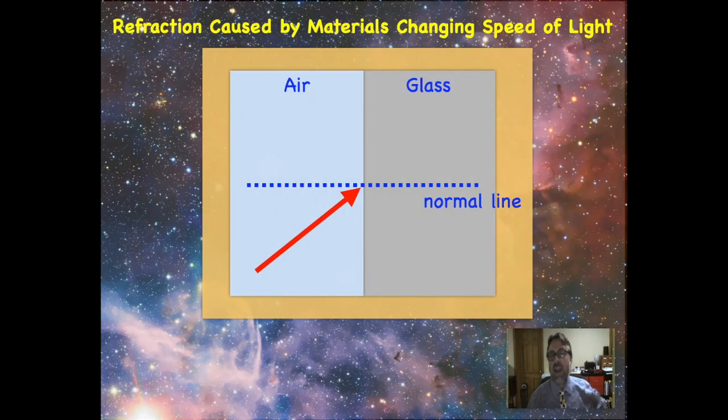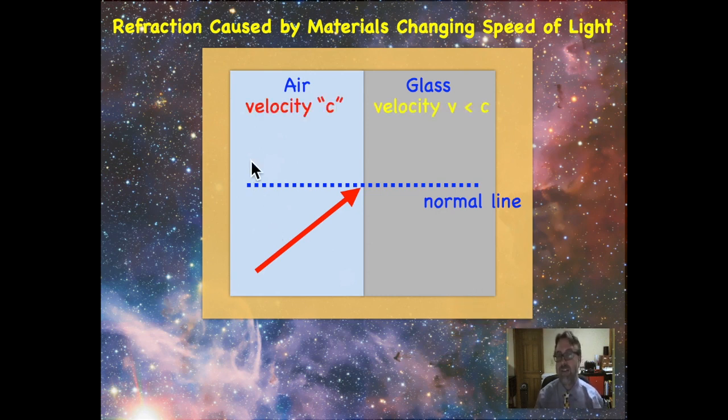All right, again, you'll recall that refraction is caused when a material changes the speed of light. So here I have two materials, air and glass, and the red arrow represents a light ray. In this case, the incident material is air, it's where I'm starting from, and I'm traveling into glass. And I've drawn a normal line where the light ray is striking the boundary as it crosses from air into glass.